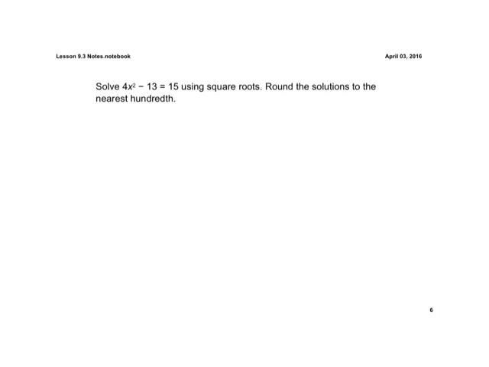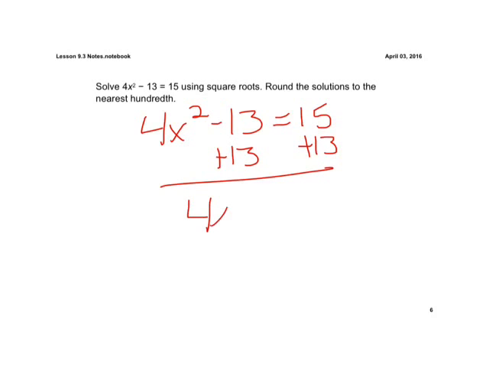Okay, this is a quadratic equation. Let's go ahead and work through this to get x by itself. So we're going to first add 13. So we're left with 4x squared equals 28. And we're still trying to get x by itself, so let's divide by 4 here. So our x squared is going to be equal to, what do we get there, 7?